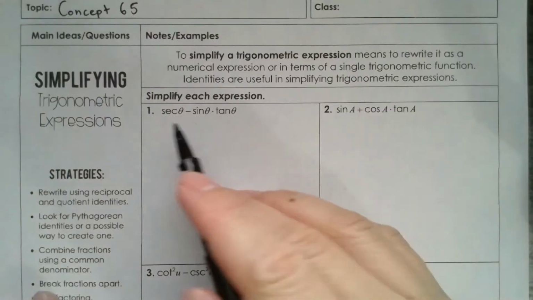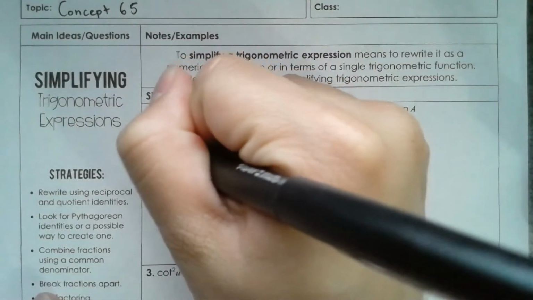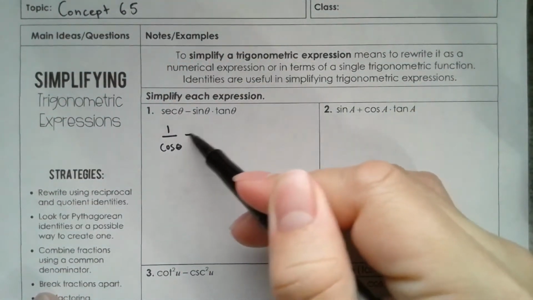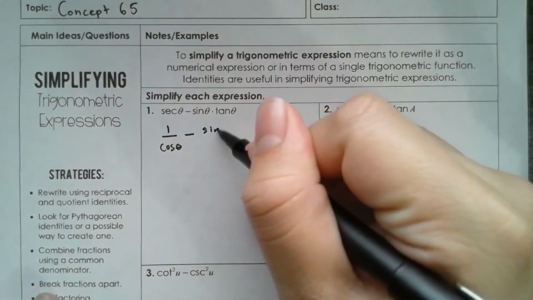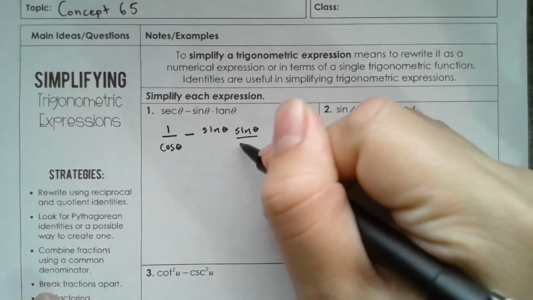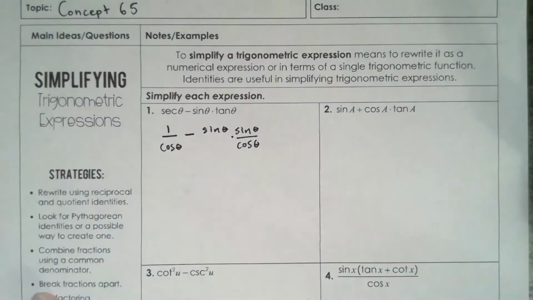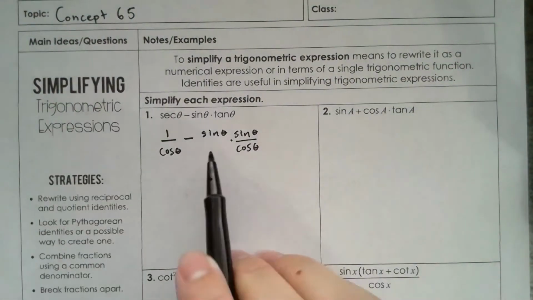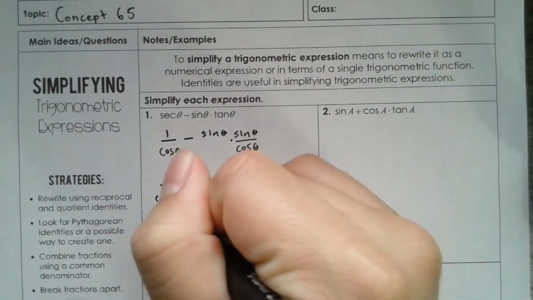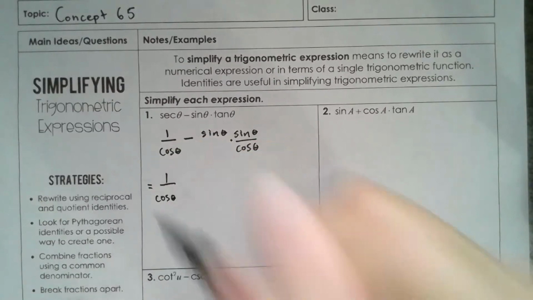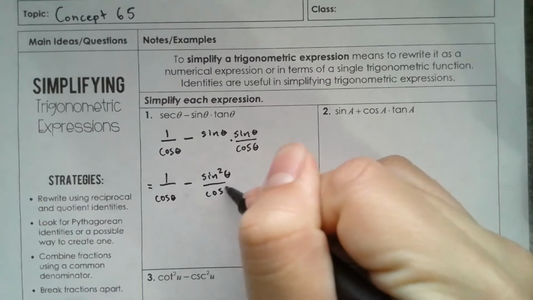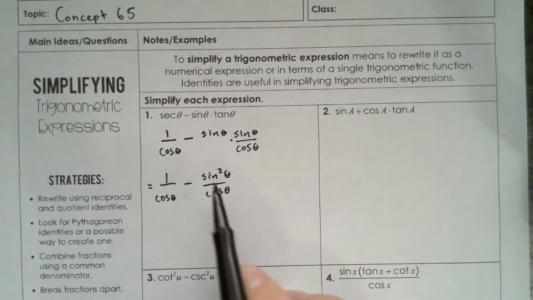Anyway, secant theta, that's 1 over cosine theta. So secant theta is this one, minus sine theta tangent theta. Tangent theta is sine theta over cosine theta, and these are being multiplied. Sine theta times sine theta over cosine theta is going to become cosine theta minus sine squared theta over cosine theta. Again, when you multiply these, that's what I got here.